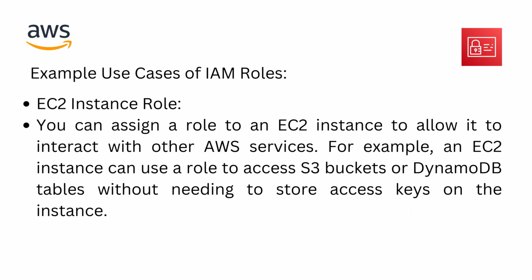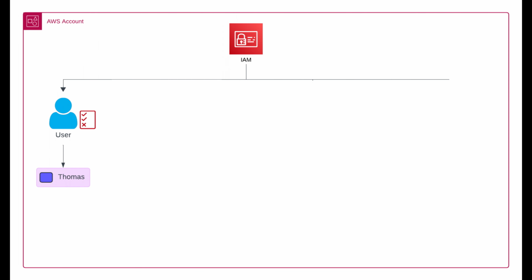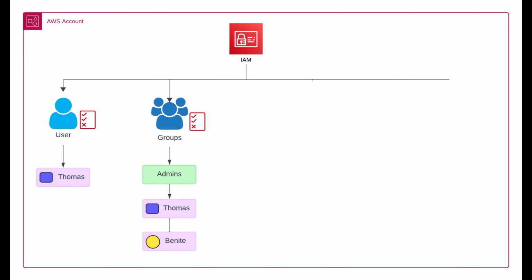Now, before we dive into the AWS Management Console, let's try to understand what we are going to create. Here we're inside the AWS account. Then we have the IAM service. First, we have to create a user, and then we can name this user Thomas, and we can attach a policy to that user. The next use case is to create a group of users. So we can create a group of admins. Here we have Thomas and Benit, and we can assign a policy to this group. And as I mentioned, these two users will inherit the same policy.